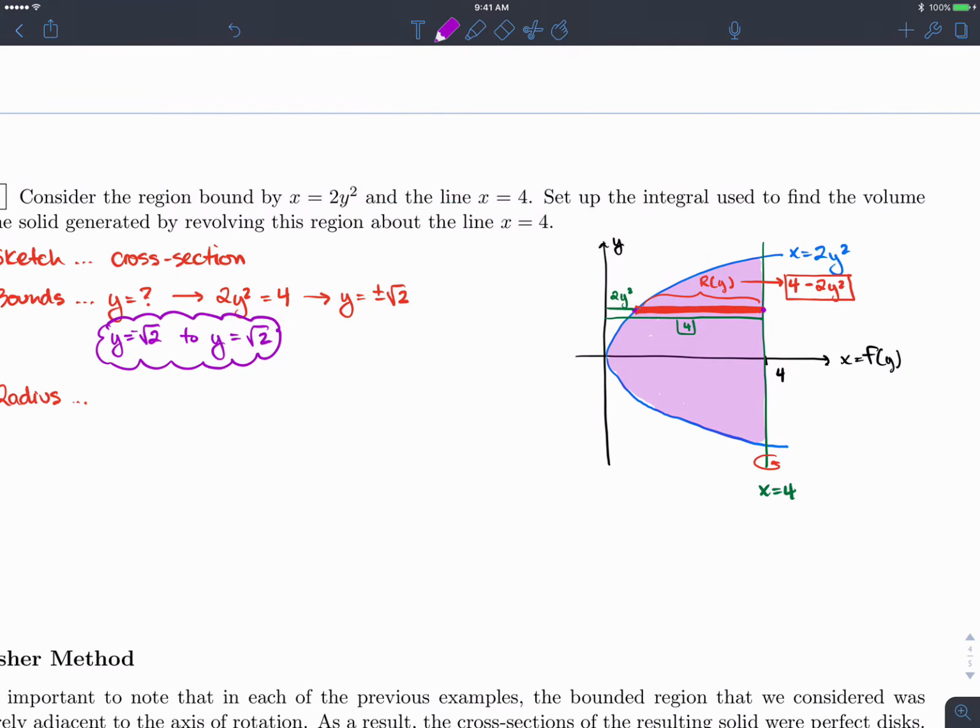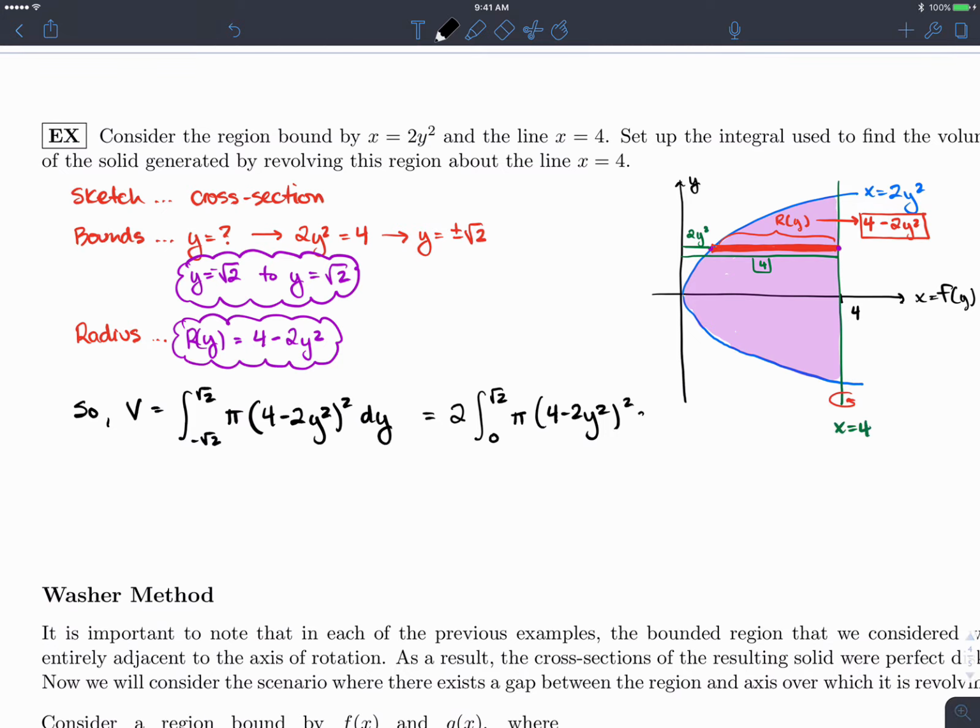And now we can go ahead and set up that volume integral. So volume is going to be equal to the integral from negative square root of 2 to positive square root of 2 of pi times our radius squared, integrated with respect to y. And if you noticed while I was working through this that it would be easier for us, since it's symmetric again, to just say that it's twice the integral from 0 to the square root of 2 of pi times 4 minus 2y squared dy, then that would have been a great observation, and that would be true.